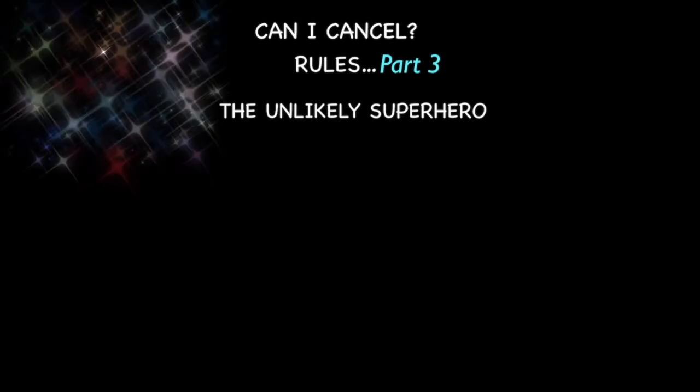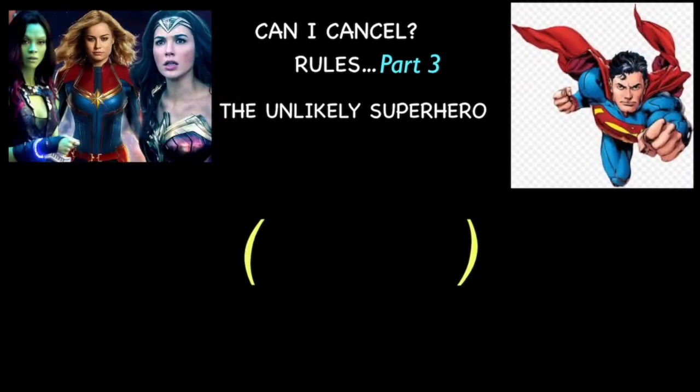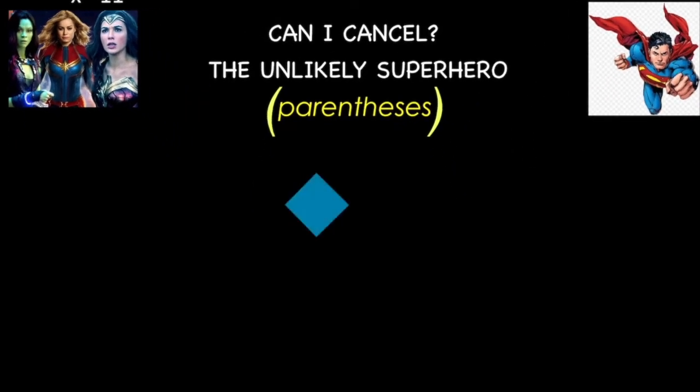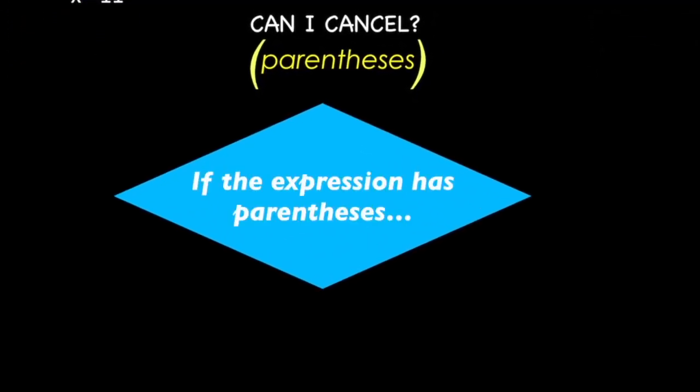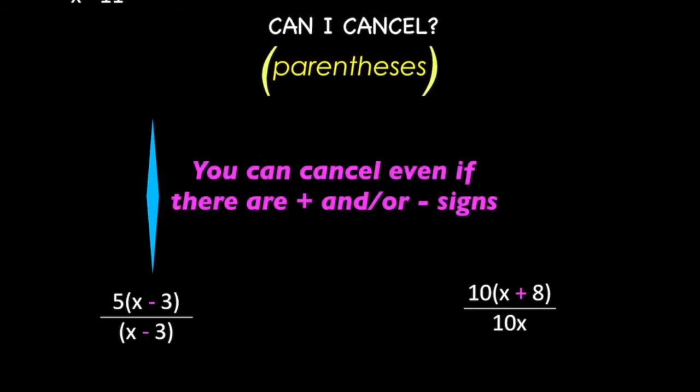The third rule is that parentheses are your friend. Parentheses are a game changer when it comes to the cancellation process, because when you have parentheses, you are allowed to cancel even if you have the minus sign and the plus sign present. This expression on the left, we have 5 times x minus 3. I understand that there is a minus sign here. However, the fact that it's within the parentheses allows you to cancel out the x minus 3. On the right side, we have a plus sign. However, it is within parentheses. And even though we have a plus sign, we are allowed to cancel these tens.